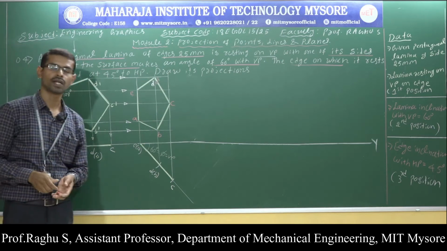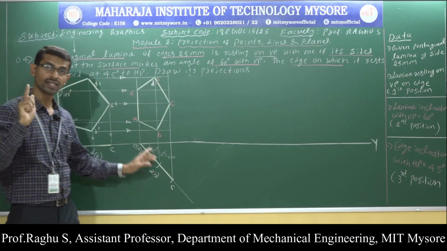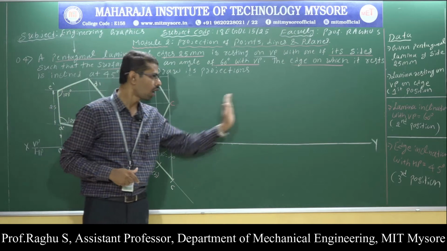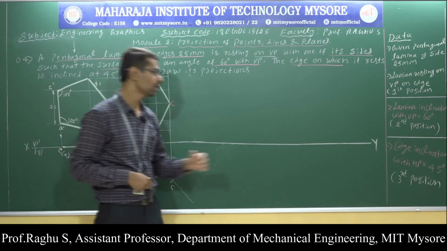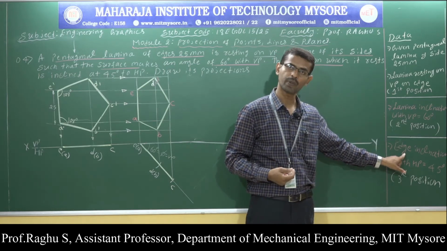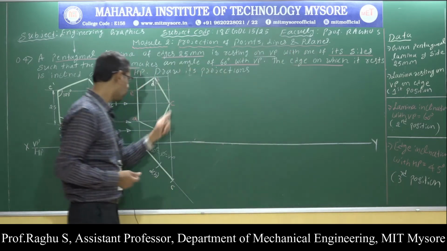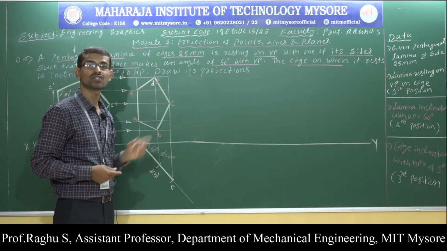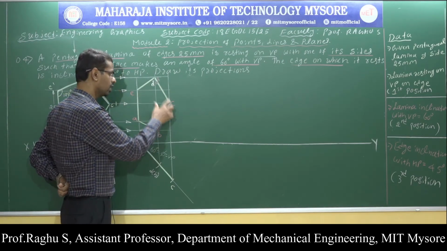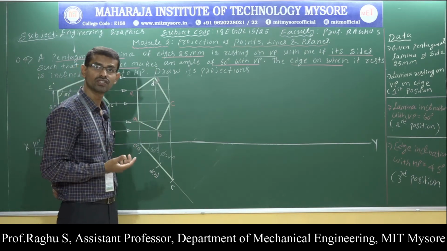Now I have completed the second position. To draw the second position, I need only the VP inclination, that is, only one inclination. Now to draw the last position, I need the edge inclination. So, edge inclination with respect to HP or VP? HP. Edge inclination with respect to HP. Now, out of 5 sides, which one is the resting side? I have 5 sides: AB, BC, CD, DE and EA or AE.